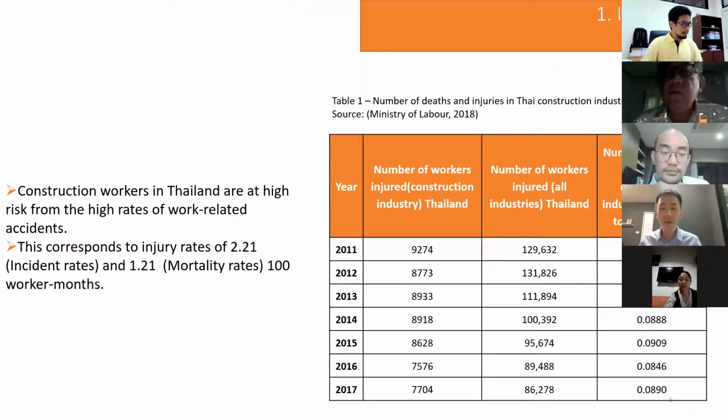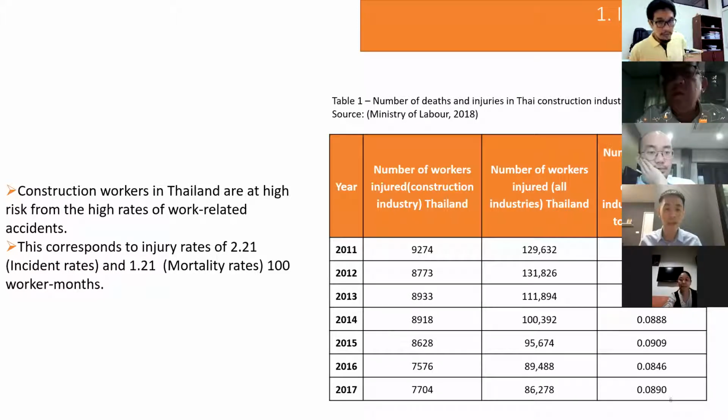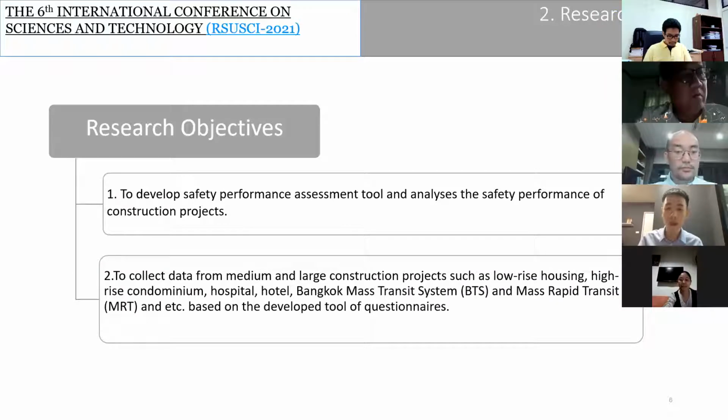And in Thailand, for the past few decades, there has been growth in the economy. That leads to an increase in construction projects, and it puts construction workers in Thailand at high risk from the high rate of work-related accidents. This includes an incident rate of about 2.21 and a death rate of about 1.21 per 100 workers in a month. This table shows the number of injuries in the construction industry compared to all other industries from 2011 to 2017. That's why it leads to the objectives of my research.